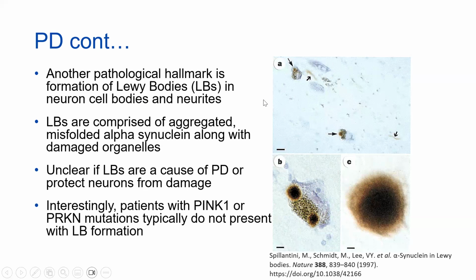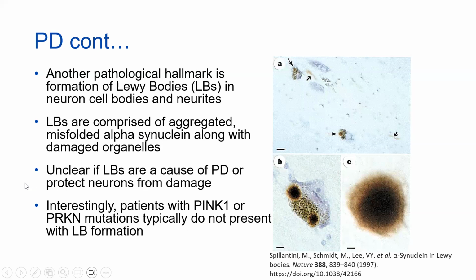And Lewy bodies are comprised of aggregated, misfolded protein called alpha-synuclein, along with other components, such as damaged organelles. But people tend to consider the main component being alpha-synuclein. And if there's mutations to alpha-synuclein, it actually can cause Parkinson's disease. Or mutations to the gene encoding for alpha-synuclein, I should say.